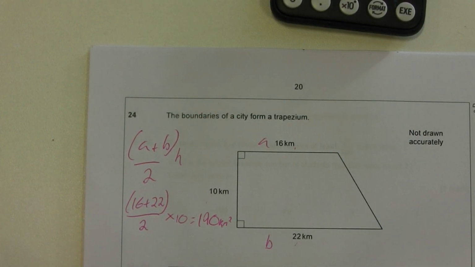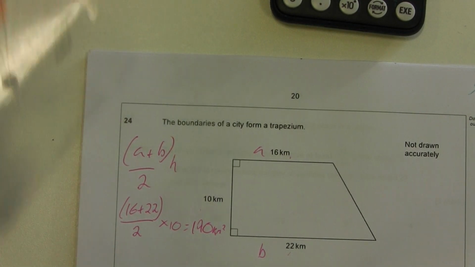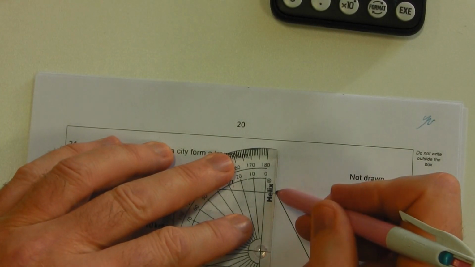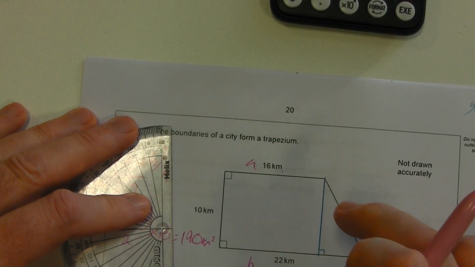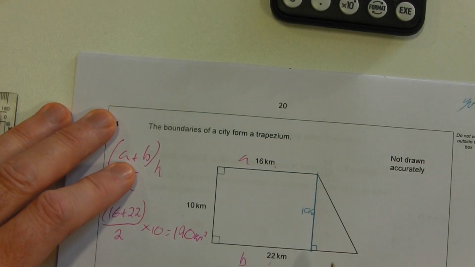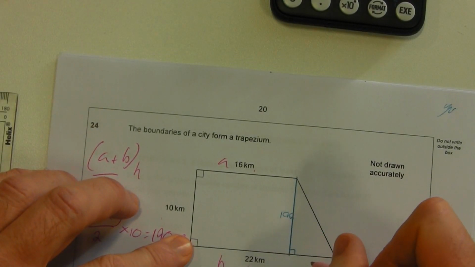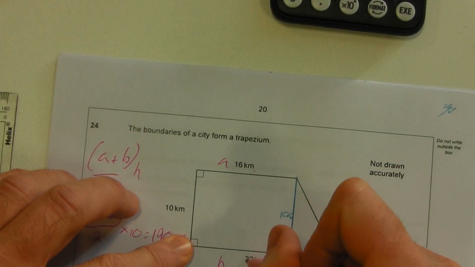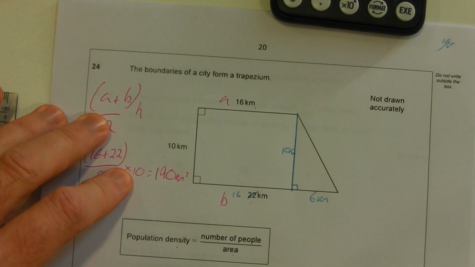Okay. So I've done that in that pen, but I'm going to change pens now, because I'm going to show you the other method. And that is to split it into 2. So we've now got a rectangle and a triangle. We know the triangle is still 10k high. And if this is 16, we take that away from the 22, so we're left with 6 km there, and that one is now the 16 as well. Okay. So we've got those in place.